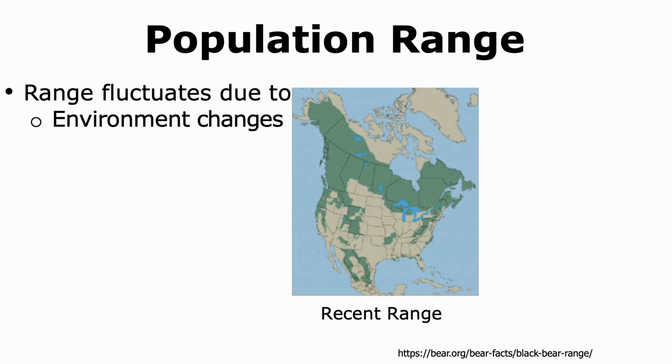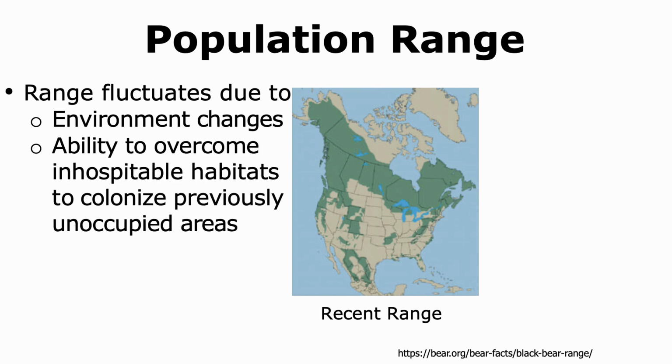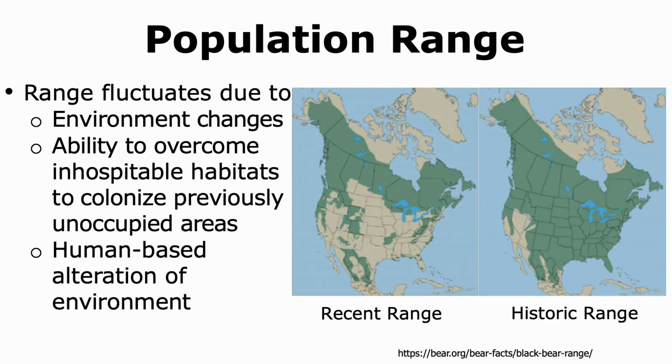Population ranges can fluctuate with time. This can be due to environmental changes, or the ability to overcome inhospitable habitats and hence colonize previously unoccupied areas, and in this scenario, the range of the population increases. We can also have scenarios where there are human-based alterations of the environment that can change the range.